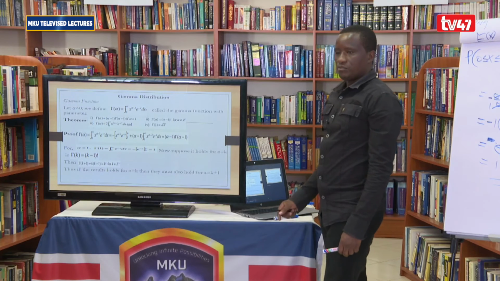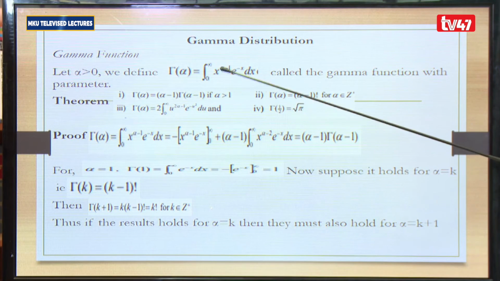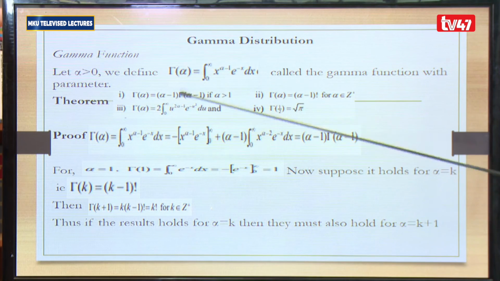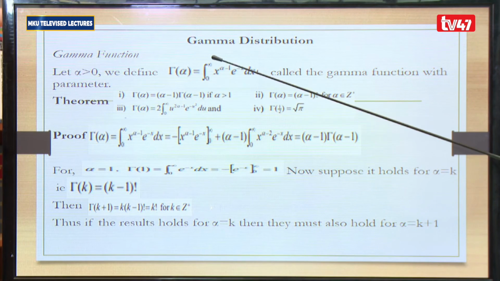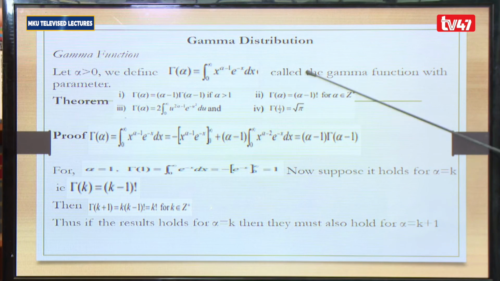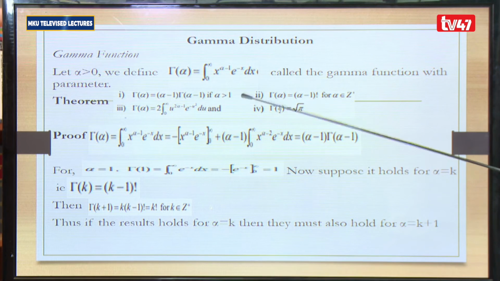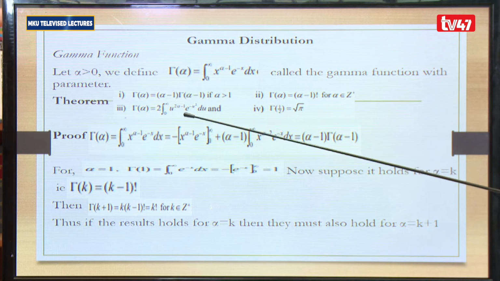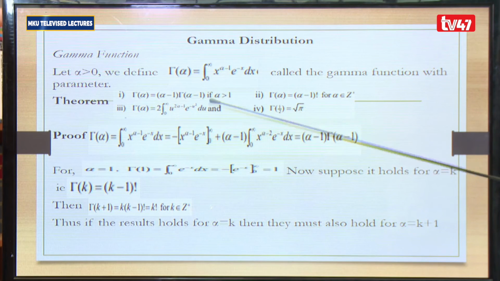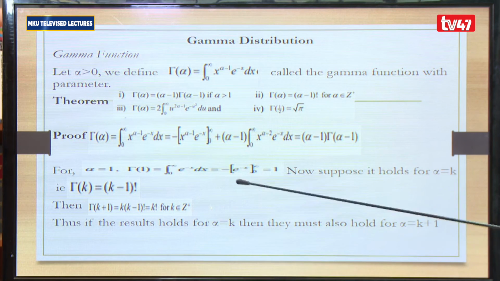Then another continuous distribution is the gamma distribution. We define the gamma function first because we are going to apply it here. A gamma function is defined by the integral from 0 to infinity of x to the alpha minus 1 exponential negative x dx. This is called the gamma function with parameter alpha. Some theorems here. One, the gamma of alpha is the same as alpha minus 1 times gamma of alpha minus 1 if alpha is greater than 0. So this works for positive values of alpha.